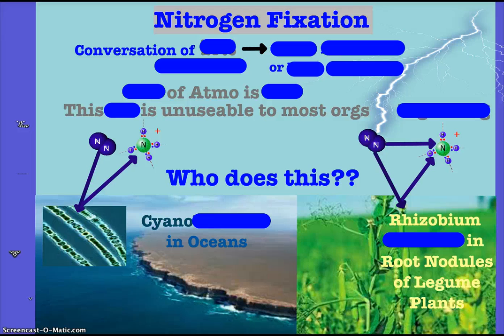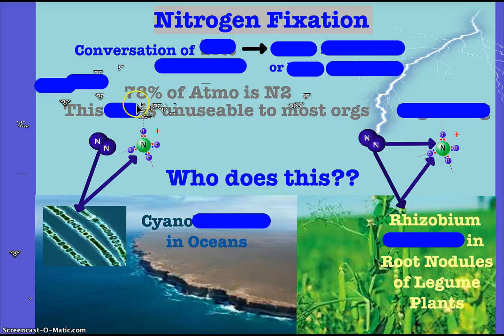Why do you think I chose nitrogen in the atmosphere as a starting point? What do you remember from nitrogen in the atmosphere? 70%. Good job. It's a big percentage of our atmosphere. 78% of our atmosphere is nitrogen. So I'm going to start where there's a lot of it, okay? Here's the punchline. That nitrogen gas is not usable to most organisms.